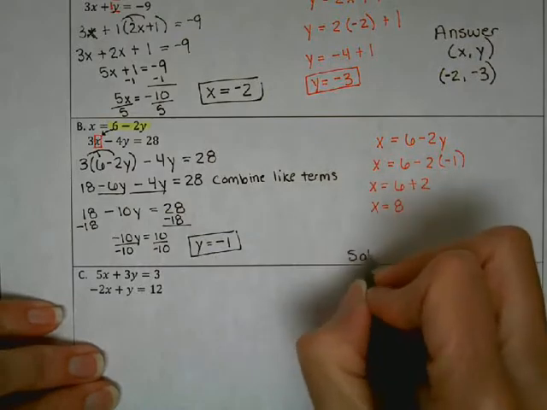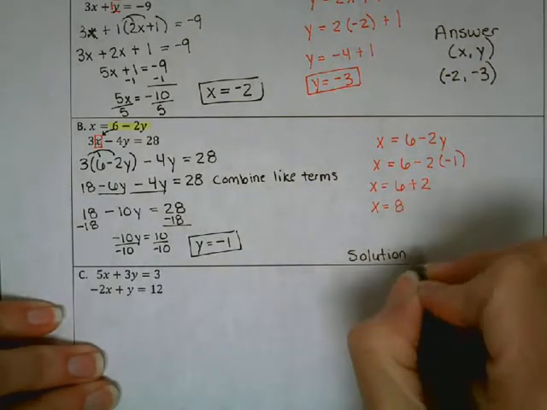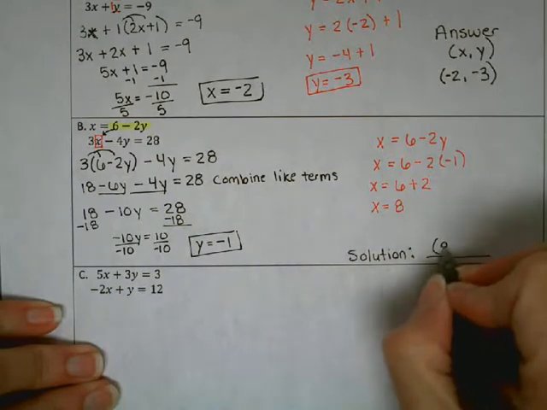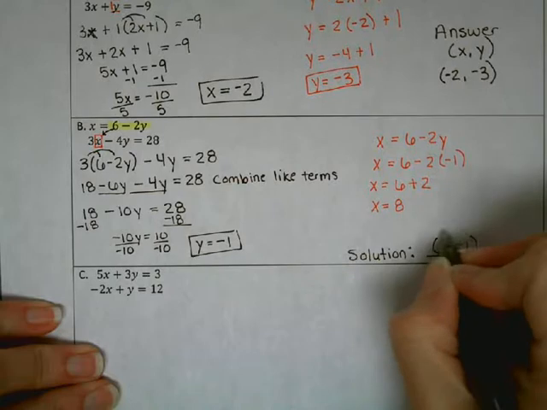I think there's a blank on the homework that's like solution blank. So this solution would be 8, negative 1, because the x goes first and then your y answer.